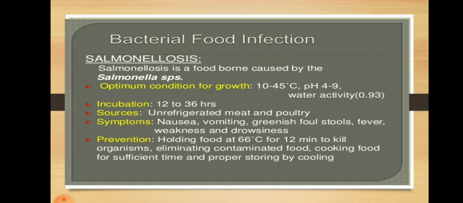Incubation period is 12 to 36 hours. Source is unrefrigerated meat and poultry. Symptoms are nausea, vomiting, greenish foul stools, fever, weakness, and drowsiness. Prevention is holding food at 66 degrees centigrade for 12 minutes to kill organisms, eliminating contaminated food, cooking food for sufficient time, and proper storing by cooling.